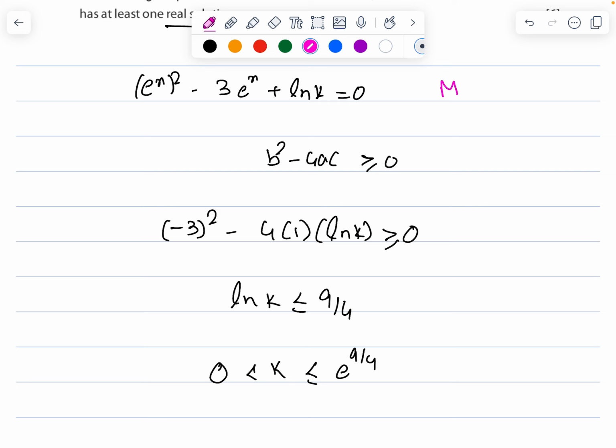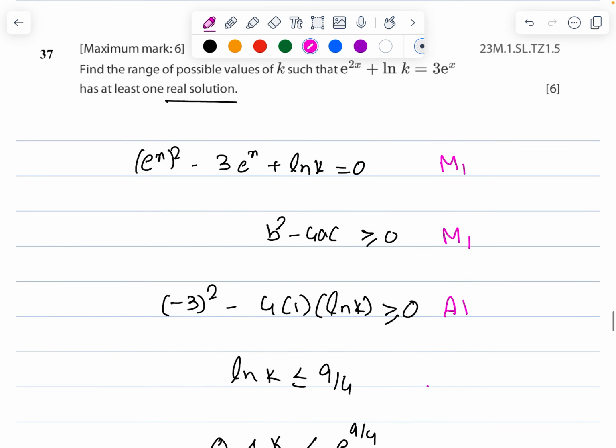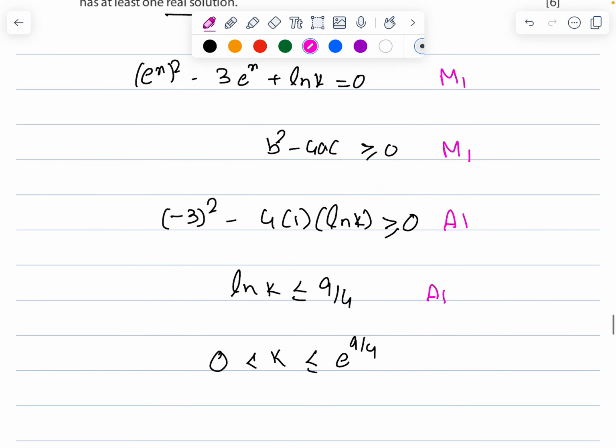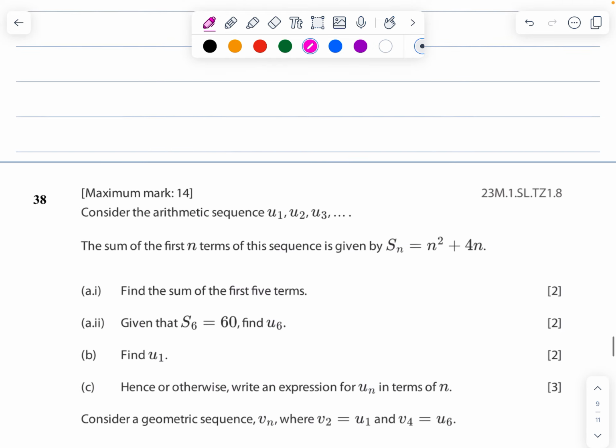So for making a quadratic equation, then using the discriminant and using that formula and showing that, what it says is an A1 over here, an A1 for this one and an A1 for this.